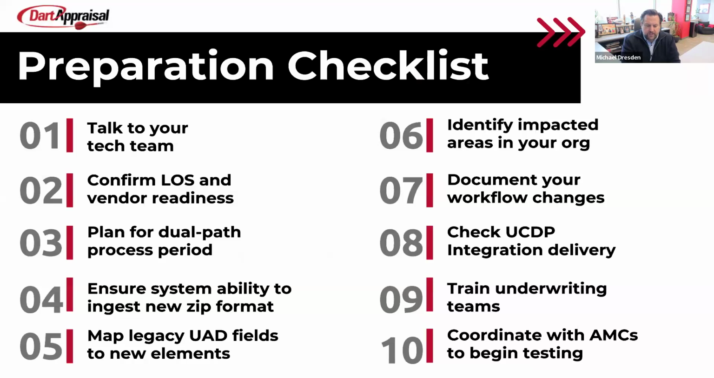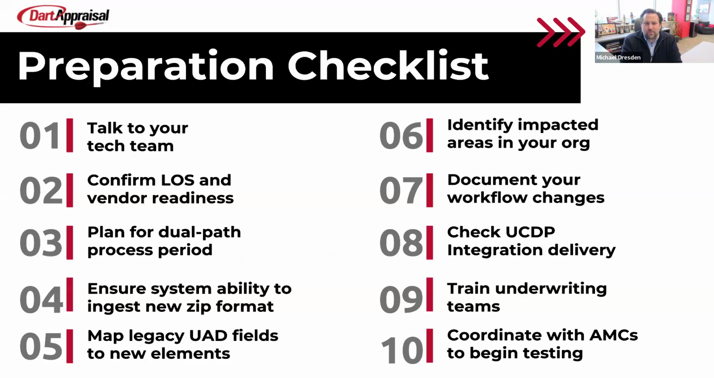But the biggest thing that we want to talk about today is how to best prepare yourself. And we prepared a checklist here for you. Biggest thing is communicate. Talk to your teams, especially your tech teams, make sure there's readiness across the board. Talk to all the vendors that you're working with, communicate with your LOS and your vendors to make sure they're ready. As Erica had mentioned, that's so important.